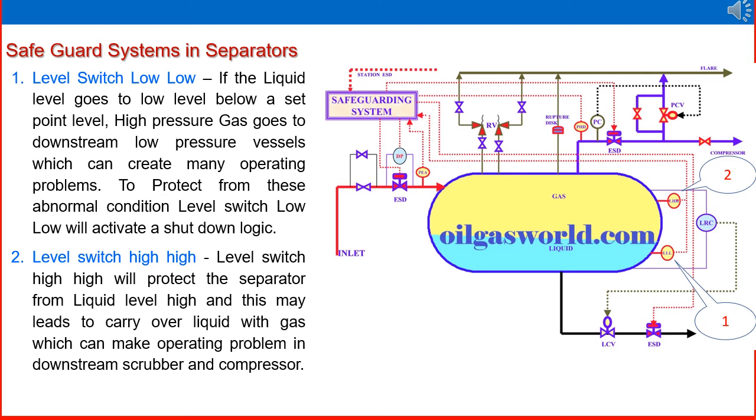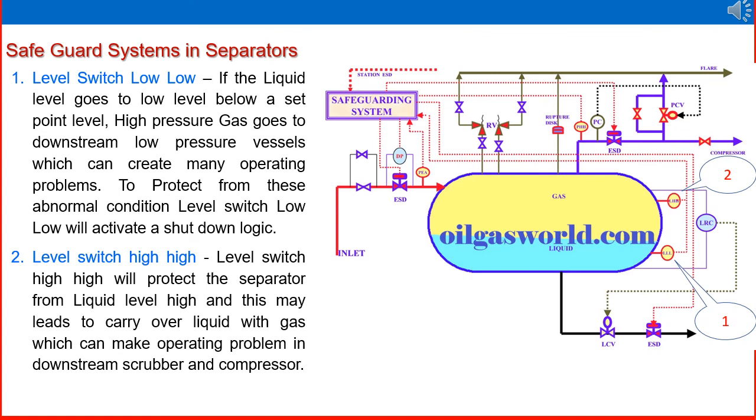Other safeguard systems in separators are level switch low and high, on both the oil side and the water side. In the picture, we are using this for demonstration purposes only. It looks like a typical P&ID drawing. The dotted lines are instrumentation or electrical signals, and the continuous lines are the flow lines. Level switch low is marked as 1 in the picture.